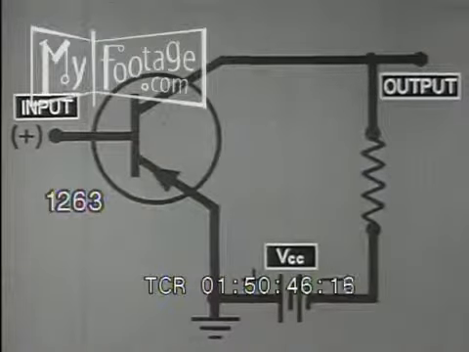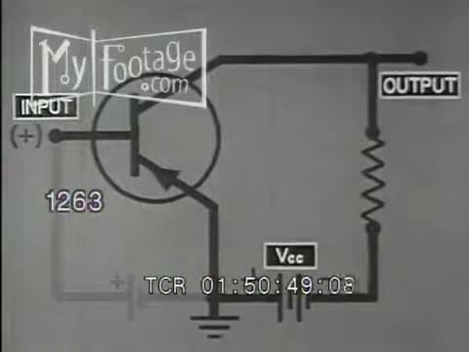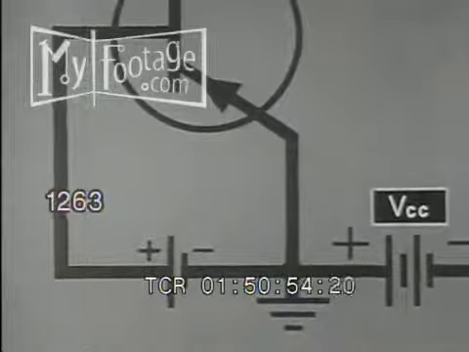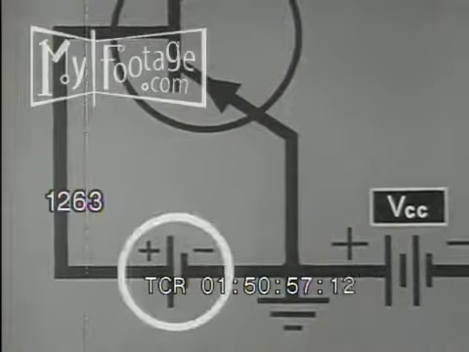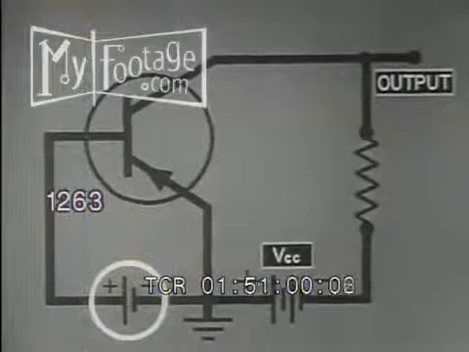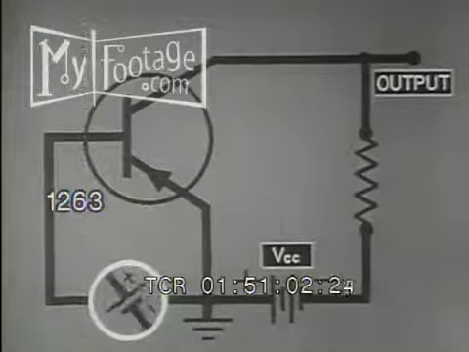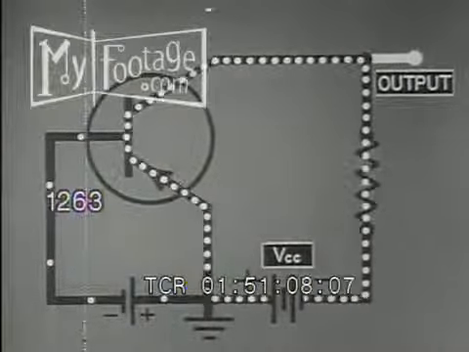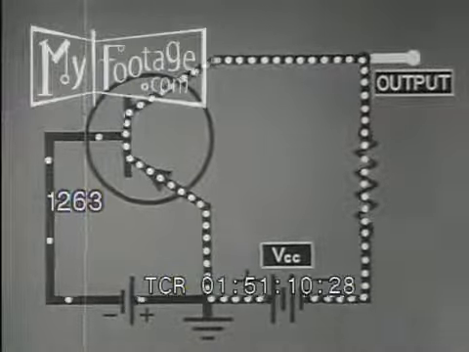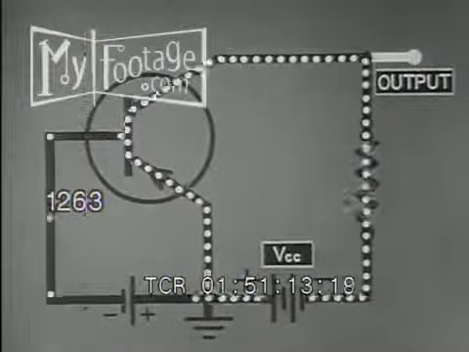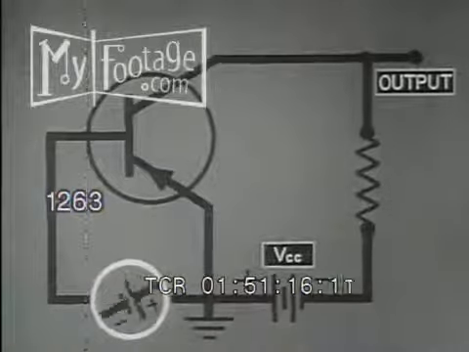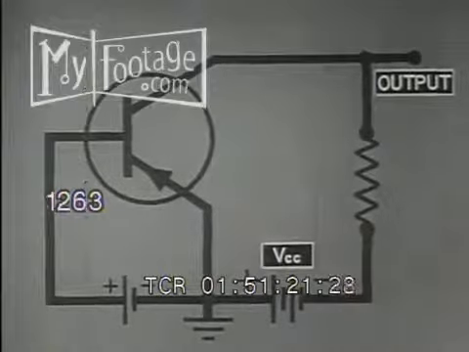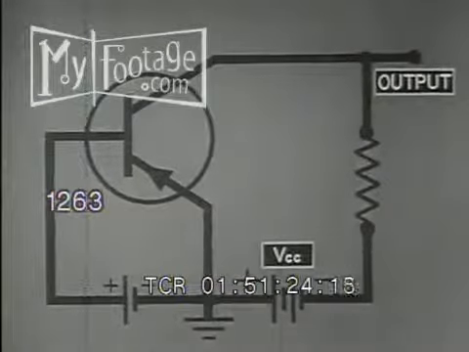The collector output is controlled by voltage applied between the base and emitter. When the input signal, battery voltage here, is applied as forward bias, current flows in the collector circuit. The switch is on and there's an output. When the input signal is reversed, the emitter is reverse biased, so there is no current flow. The switch is off.